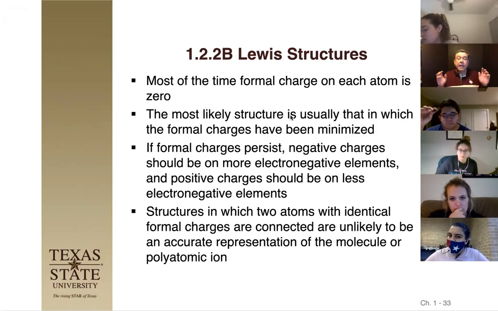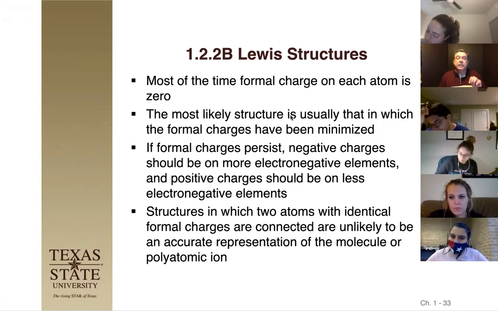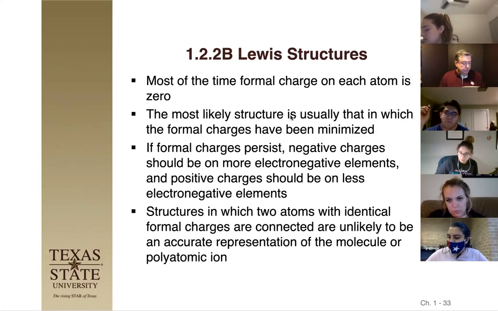If you have a positive charge, you need to put it on the less electronegative atom. So if you had a positive charge and you had a carbon and an oxygen, the positive charge needs to be on the carbon. So try to move electrons around till your formal charge is 0. If you just have one charge on there, make sure you follow those rules.